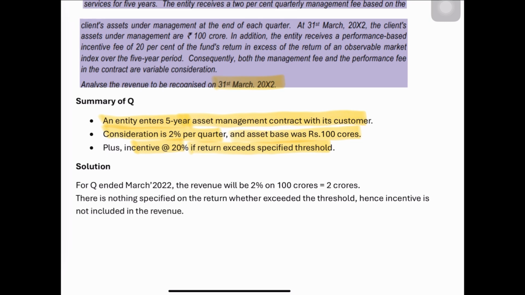So for the quarter ended March 2022, the revenue will be 2% on 100 crore, that is 2 crore. They have given the asset base of 100 crore and the quarterly fee is 2%, so that gives 2 crore. That will be the revenue for March 2022. They have not given anything specific on the incentive, so how much return they have actually achieved, there is no such information. Hence, we are not taking any incentive to be recognized for March 2022. So the only revenue will be 2 crores.